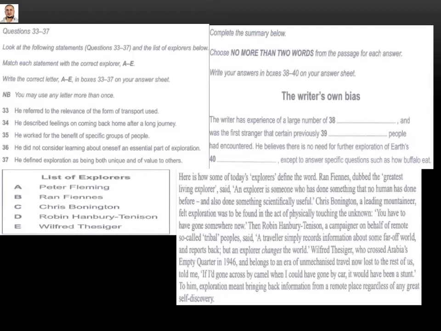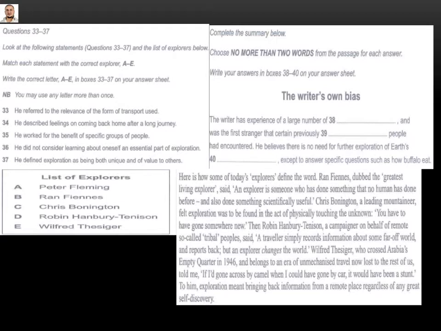Okay, after that we have Chris Bonington. Let's read the Chris Bonington. A leading mountaineer felt exploration was to be found in the act of physically touching the unknown. You have to have gone somewhere new. 33, 34, 35, 36, and 37. None of them is talking about that. So we don't need Bonington in this case. It's an extra one. They put them in order to mislead you.